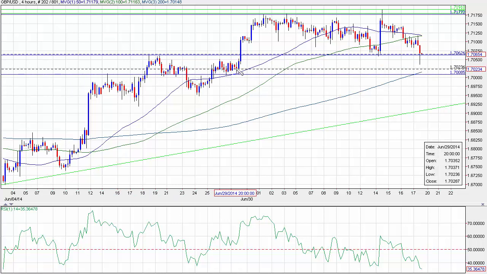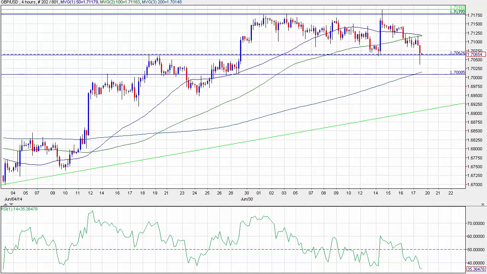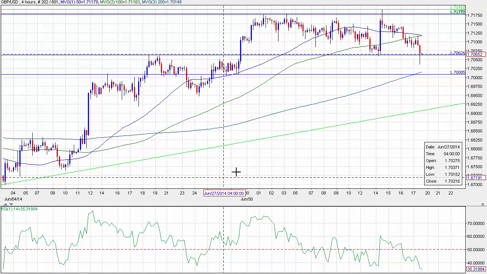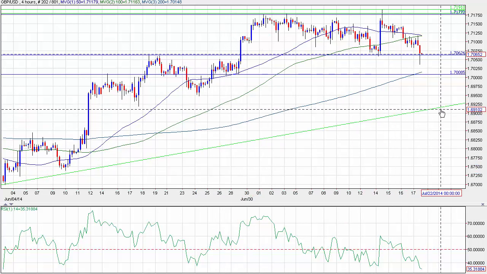So you see 1.70 to 1.7010, we have a support resistance pivot area, and that would be where we can expect some buyers on this dip. The last line of defense before the pair turns away from the bullish outlook is around 1.69 to 1.6920.